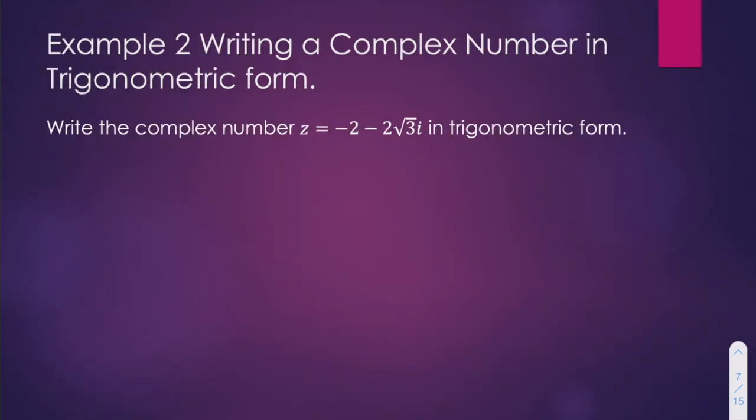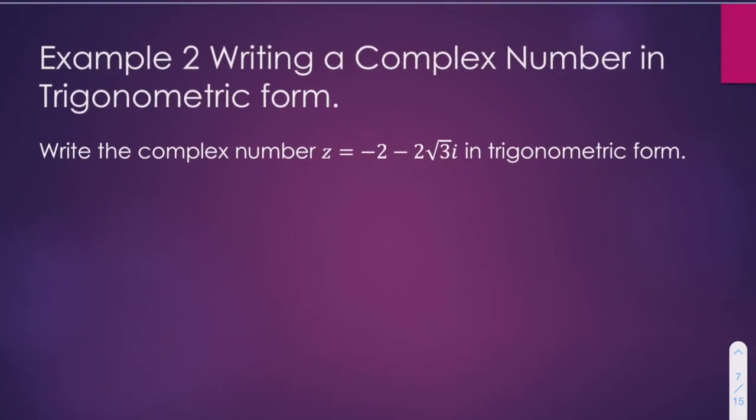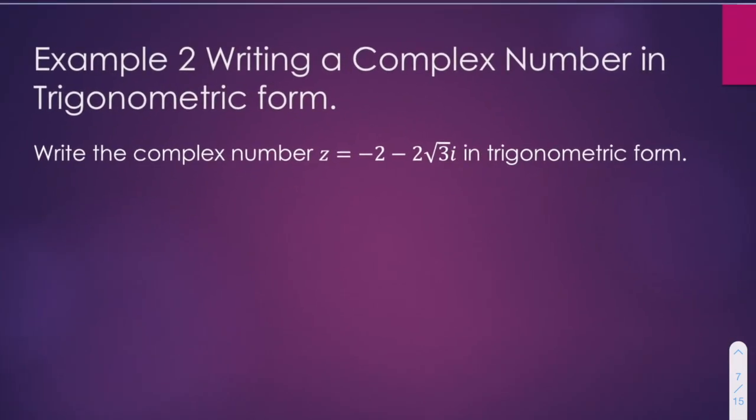Okay, so in this example, example 2, we're going to be writing a complex number in trigonometric form. So when we're given z equals -2 minus 2 root 3i, we want to write that in trigonometric form. So that's going to start off with knowing the modulus, or the distance from the origin.